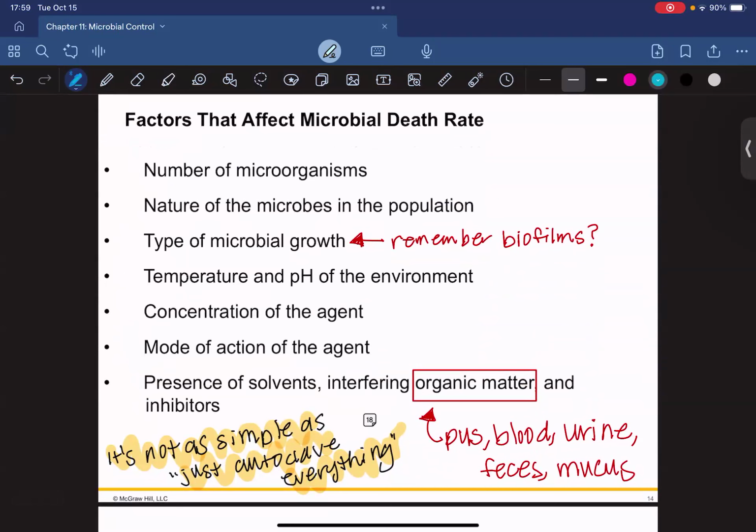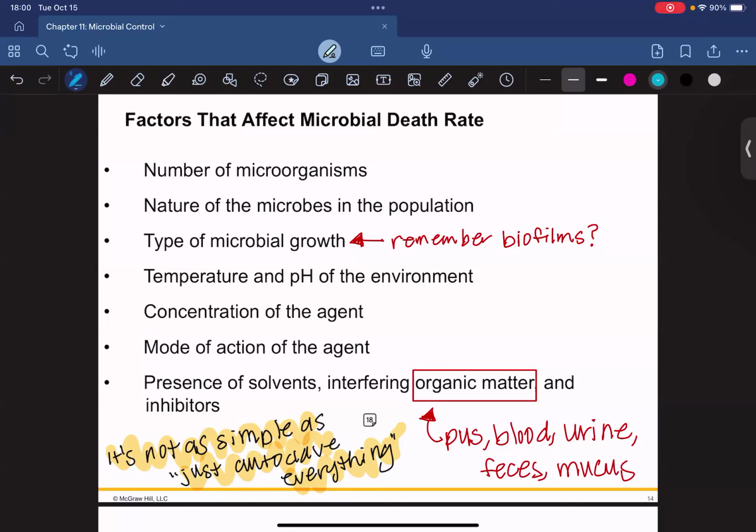So now we have to think about things that could affect killing our microbes. How many microbes are in the area, and the nature of the microbes that are there. Are they endospores? That would be a concern. Are they forming any biofilms? Because then we have to treat those completely differently if they've got basically layers and layers of bacteria. Whatever the temperature and pH is around us, temperature and pH might actually affect your agent. That's why that's a concern, okay? The concentration of whatever you're using, the mode of action of whatever you're using, and whether it can be interfered with by other things in the area, like organic matter, which would include pus, blood, feces, mucus, and urine.